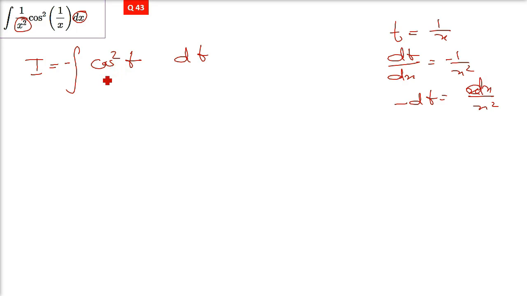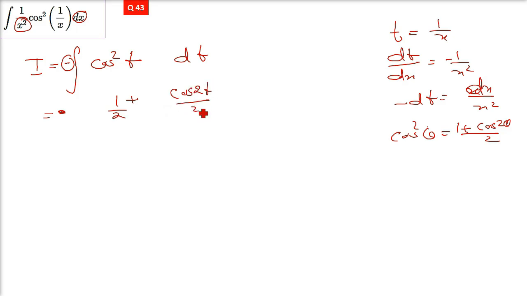Now cos square has a direct solution, but we need to use the trigonometric identity here. So this cos square t or cos square theta is 1 plus cos 2 theta by 2. We'll deal with the negative later. 1 plus cos 2 theta by 2 can be written as 1 by 2 plus cos 2 theta by 2. That's what you have to write.